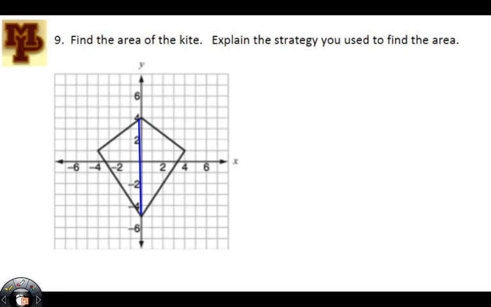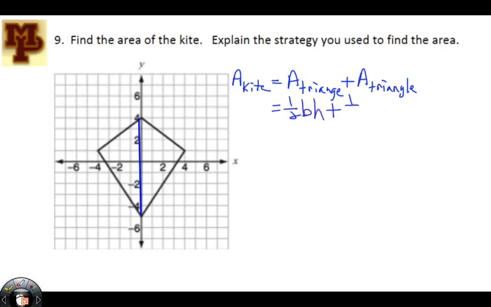Okay, so with the kite, I would break it up into 2 triangles. So let's say area of a kite is area of triangle plus triangle. And the area of a triangle we know is 1/2 base times height, and we're going to do that same thing twice. Okay, so we're going to have 1/2.